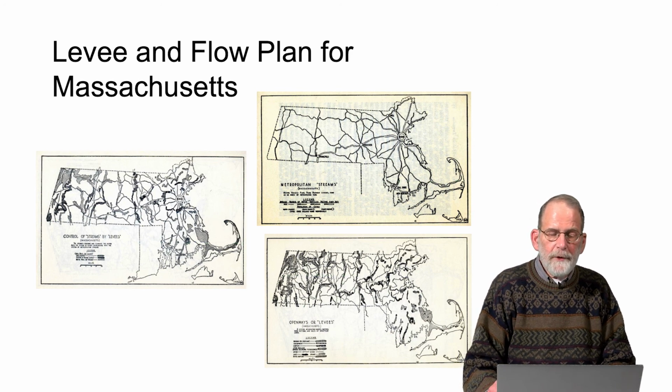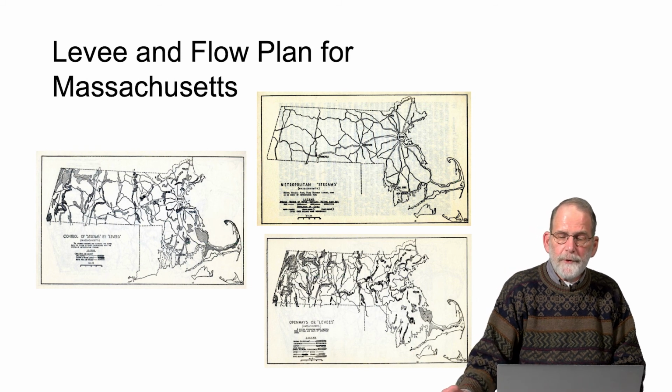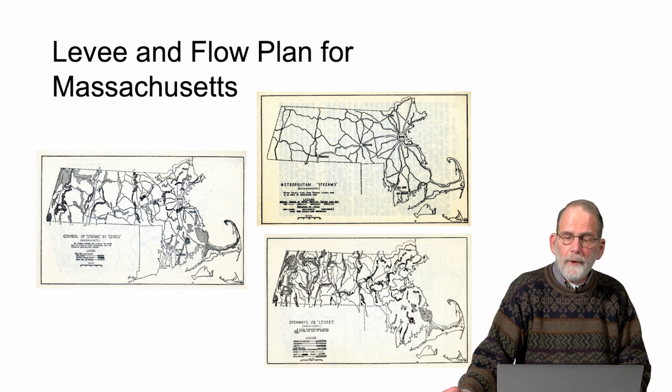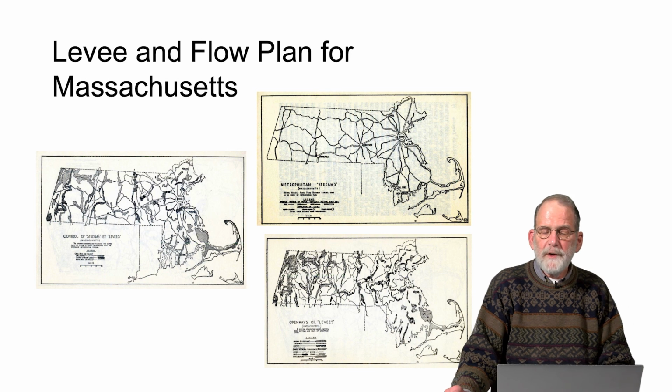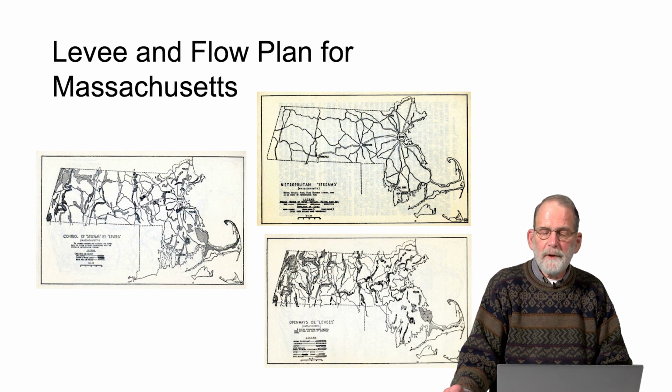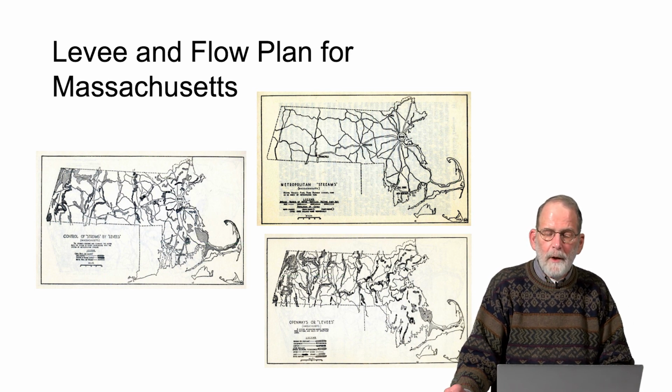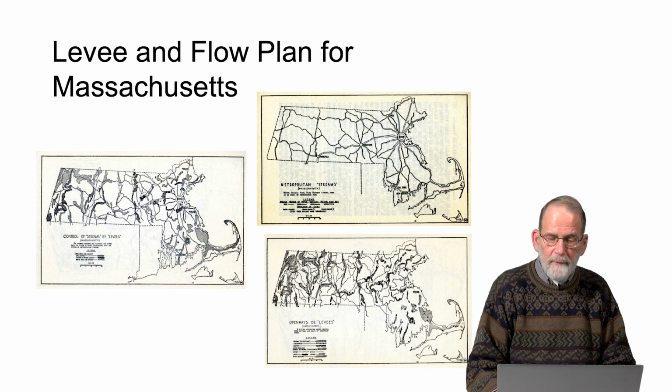He took this up to the scale of the state of Massachusetts, and we can see for the entire state of Massachusetts in 1928, flows of development moving along major highway patterns and railroad patterns, levees of natural systems, whether they be vegetation or hydrologic or topographic systems, and then the integration of the levees and the flows to create a master plan for development of the state of Massachusetts.